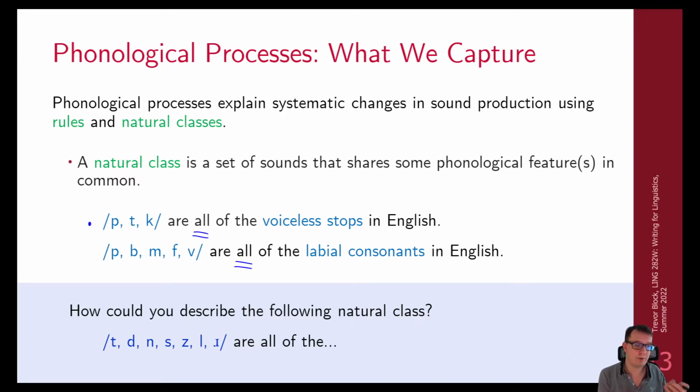And then when we have a rule, we take a natural class and then sounds in that natural class change depending on whatever that we have. And we'll see some examples of rules. So for practice, what are these sounds? T, D, N, S, Z, L, R. These are all of the alveolar consonants in English. And I just use C as a general abbreviation for consonant.